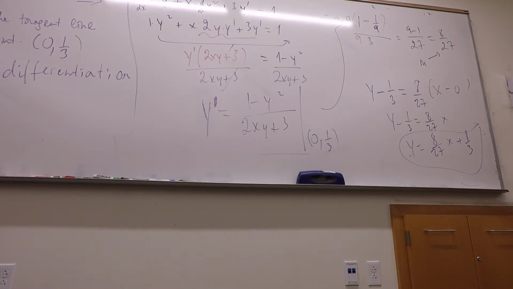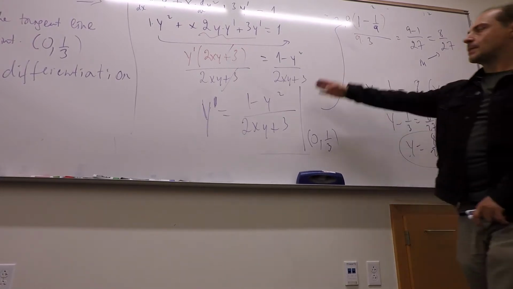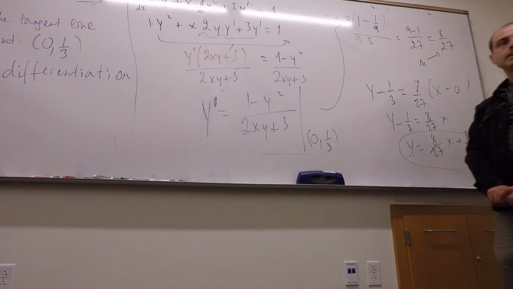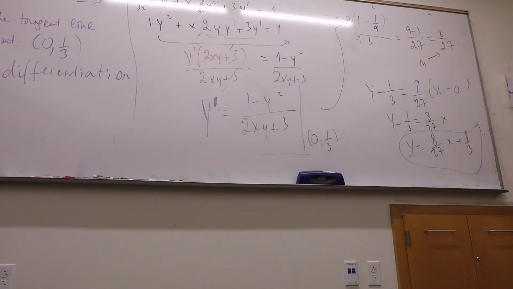So after you get the y prime, you then plug in these numbers. Plug in 0 for x and 1/3 for y. Plug in both.